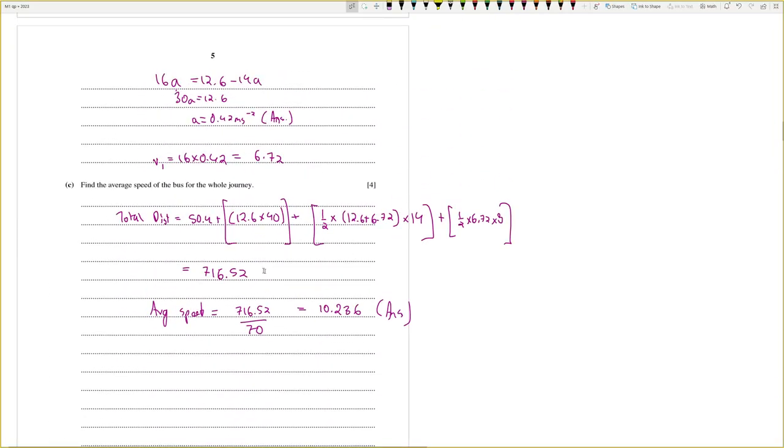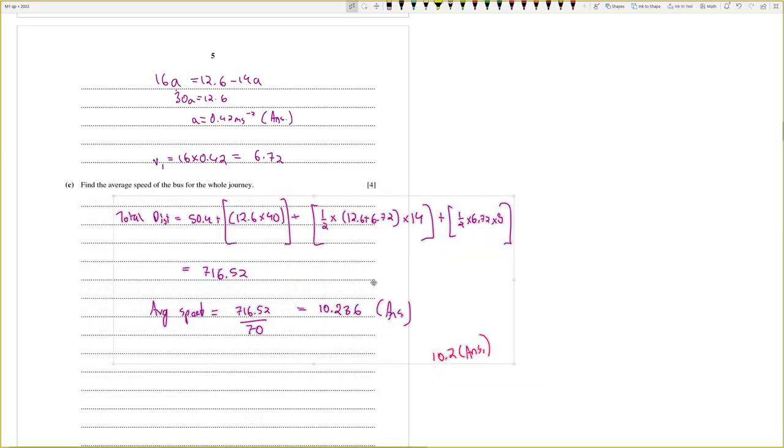So if you divide the total distance, 716.52, divided by 70, you are going to get the average speed, which is 10.236. You could also answer it as 10.2. That is also fine. They would have accepted it, rounded off to 3SF.